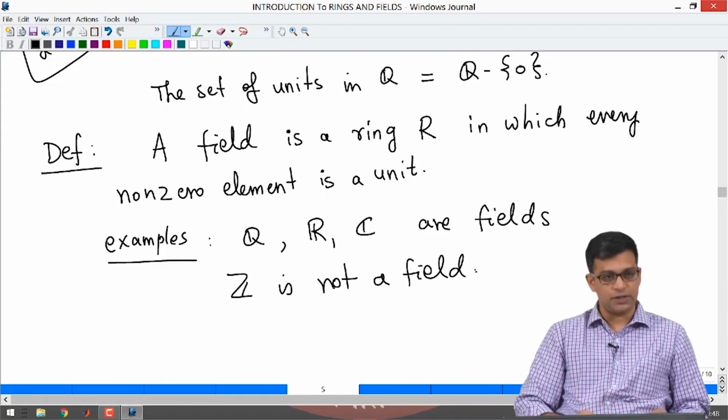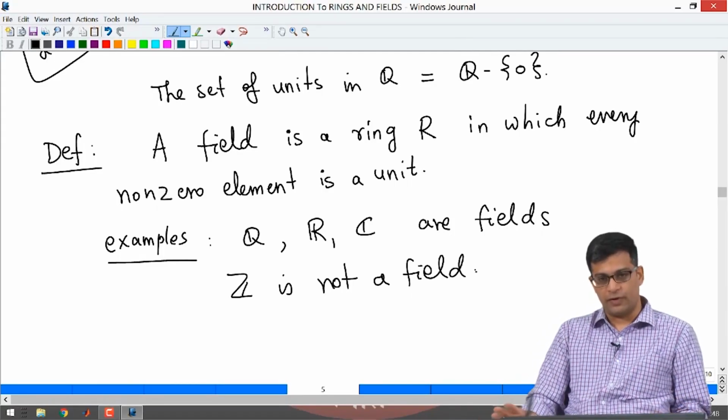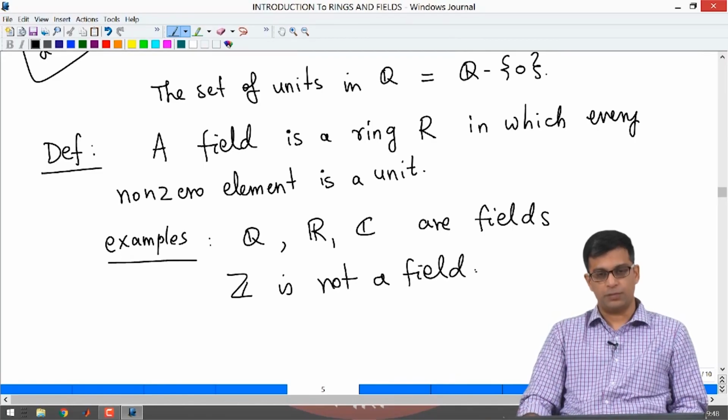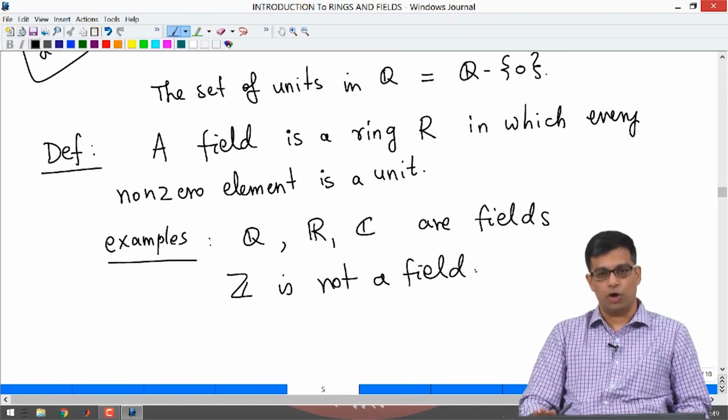Okay, so let me stop this video here. In this video we looked at more examples of rings, and I defined important objects called units, and I talked about fields which are special kinds of rings, and we looked at examples of fields. So, in the next video we will consider one of the most important classes of rings called polynomial rings.